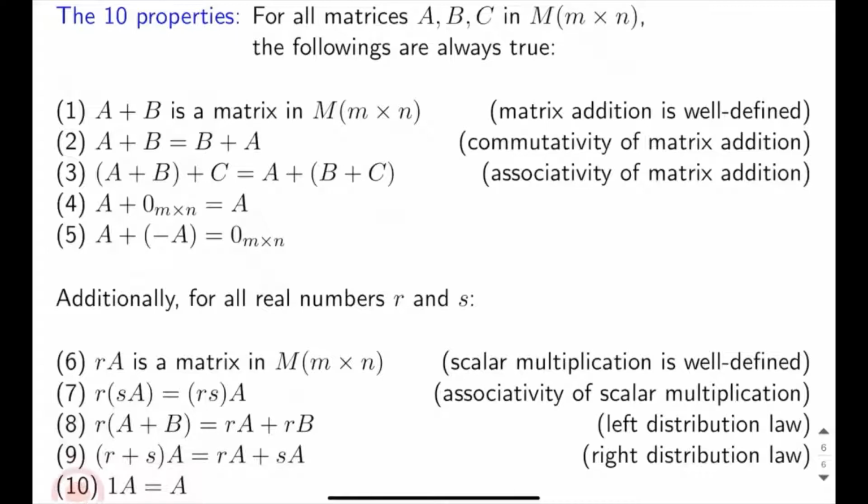The 10th property says that if you multiply the number 1 with a matrix A, then you are going to get exactly the matrix A, which is obvious. Now we are going to prove these 10 properties. The first property is kind of obvious. The sixth property is also obvious, right? The 10th property is obvious.